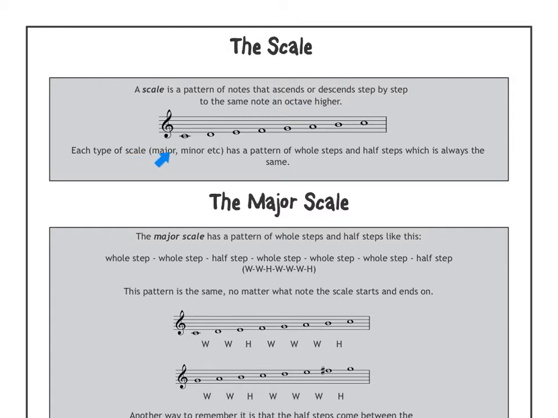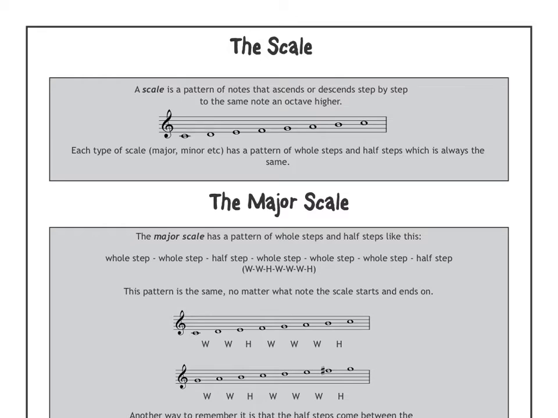All right. Every type of scale, major, minor, different kinds of minor scales, there are many kinds of scales, has a pattern of whole and half steps, which is always the same. So, for example, every major scale will sound exactly the same. Every minor scale, natural minor scale, or harmonic minor scale, will always sound exactly the same as every other scale of the same type. All right? We're going to talk about the major scale first.